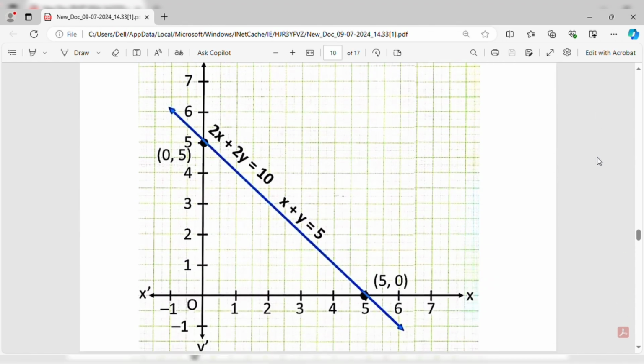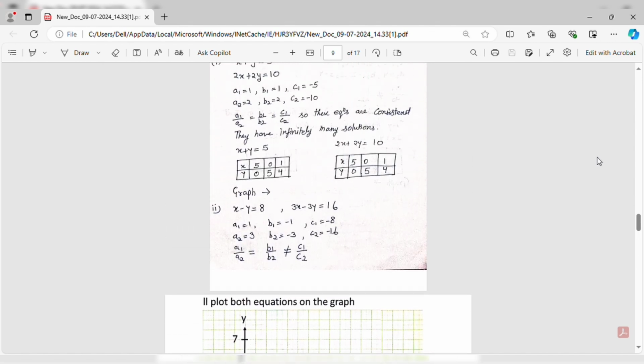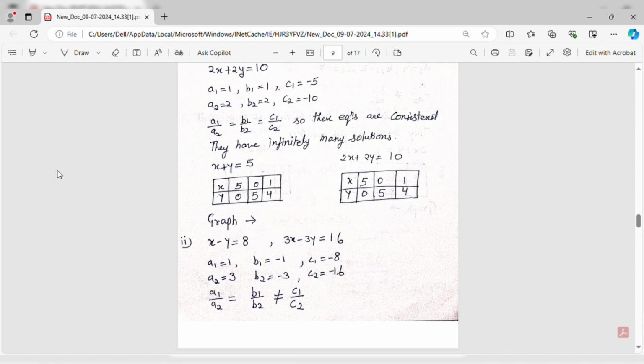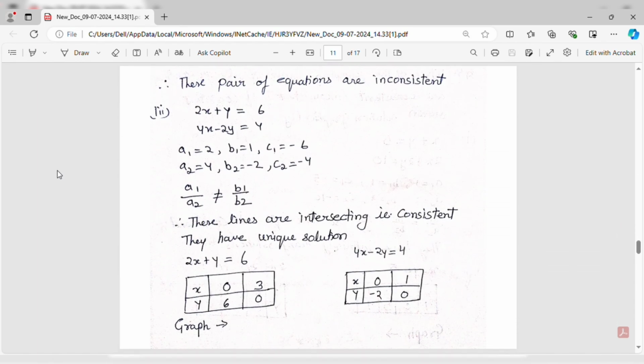As you can see, this is the graph, and since these lines are coincident, both lines lie on each other, exactly coinciding. So we have infinitely many solutions for this. For the second part, here A1 upon A2 is equal to B1 upon B2 but not equal to C1 upon C2. This means these lines are parallel, so they are inconsistent. So we will not plot them on the graph paper.